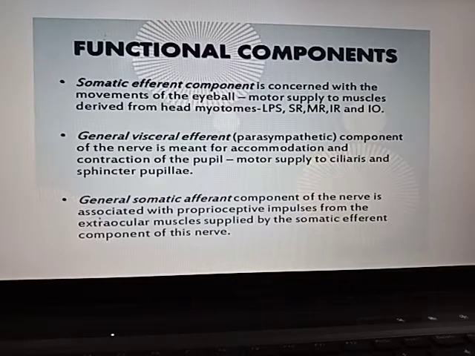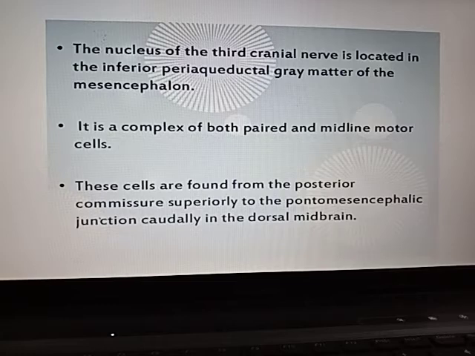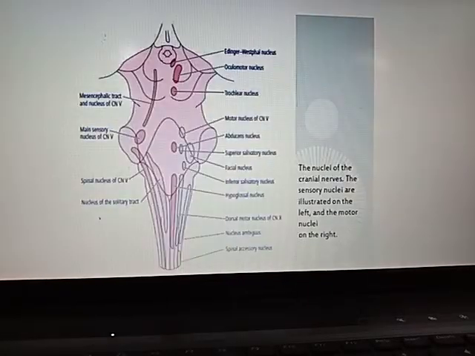Then come to this point. The nucleus of the third cranial nerve is located in the inferior periaqueductal gray matter of the mesencephalon. It is a complex of both paired and midline motor cells. These cells are found from the posterior commissure superiorly to the pontomesencephalic junction caudally in the dorsal midbrain. And the nucleus you may find in the periaqueductal gray matter, like this region.